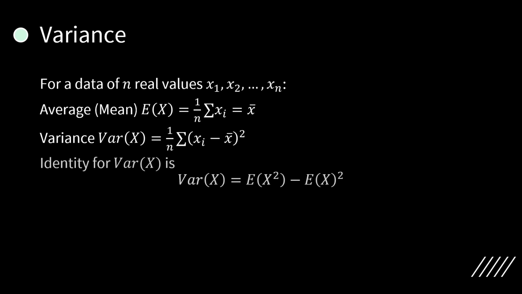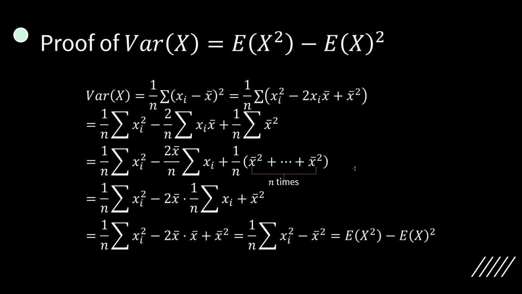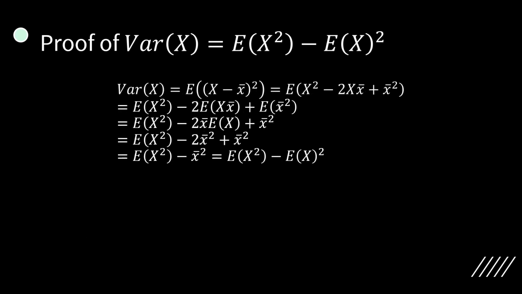Now, there is an important identity we will need for the variance, which is that the variance of x is E of x squared minus square of E of x. In other words, variance is equal to the average of the square minus the square of the average. Here's a proof of this identity, which is quite elementary, but I do not want to spend time on this. If you're curious to know, you can stop the video and read the proof. Here's another proof that's somewhat simpler because we're using the property of E of x, and you can also stop the video if you're interested in learning the proof.